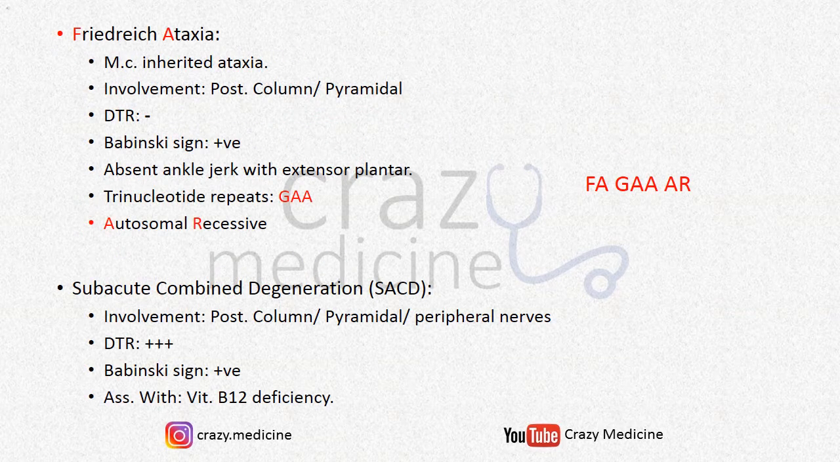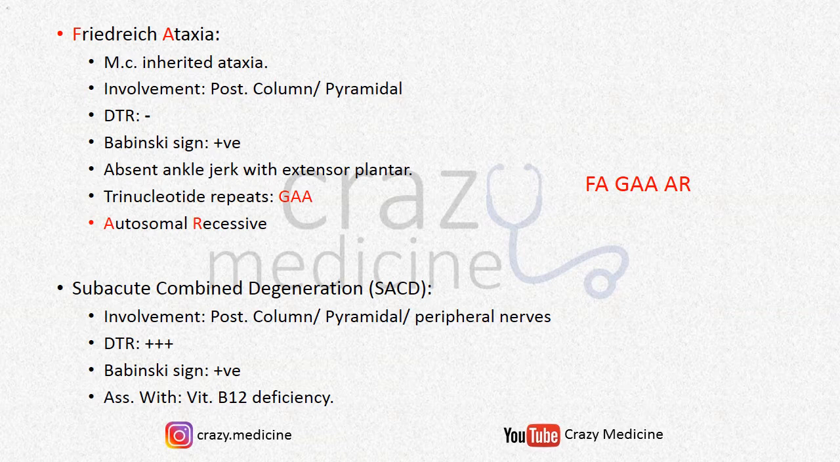Next is Friedreich's ataxia. It is the most common inherited ataxia. It involves posterior column and pyramidal tract. So there will be absence of deep tendon reflexes with positive Babinski sign. The question may ask an absent ankle jerk with extensor plantar. The answer will be Friedreich's ataxia. It is one of the nucleotide repeat disorders and the nucleotide repeats are GAA. It is autosomal recessive type of disorder. The simple mnemonic is FAGAR, that is Friedreich ataxia, GAA repeats and autosomal recessive disorder.